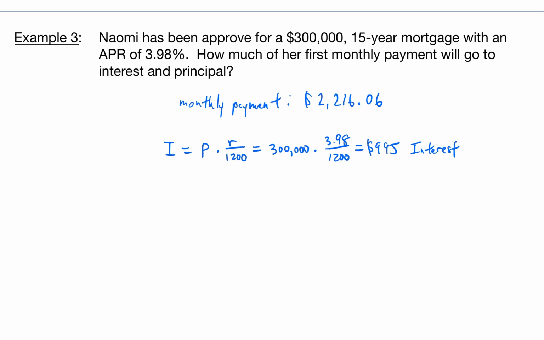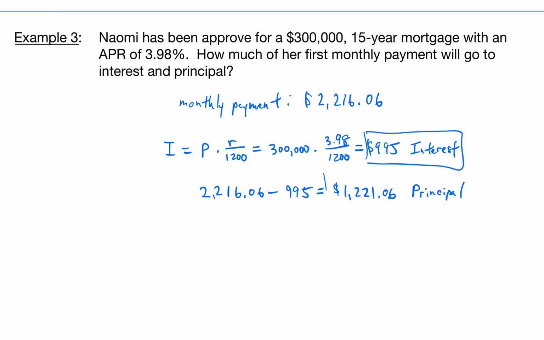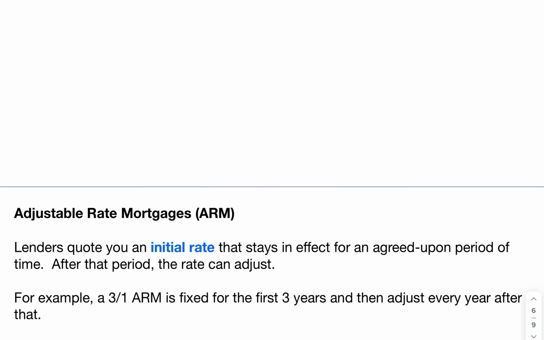Okay, and then we would subtract that $995 from $2,216.06, and that gives us $1,221.06 that goes towards principal. Okay, so interest and principal. Okay, let's go ahead and move on to our last example.